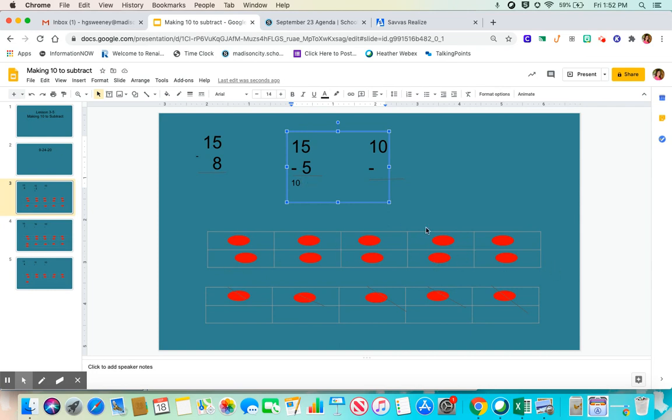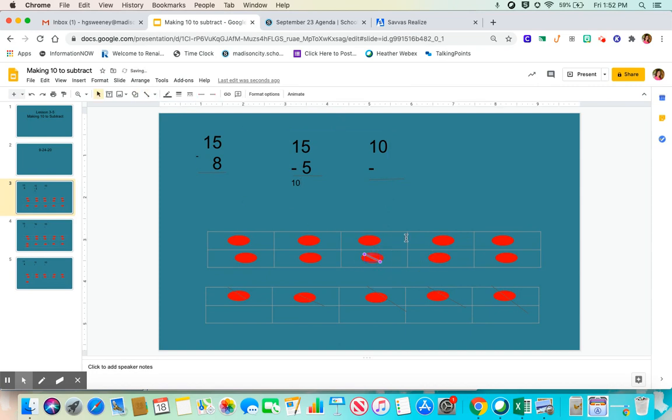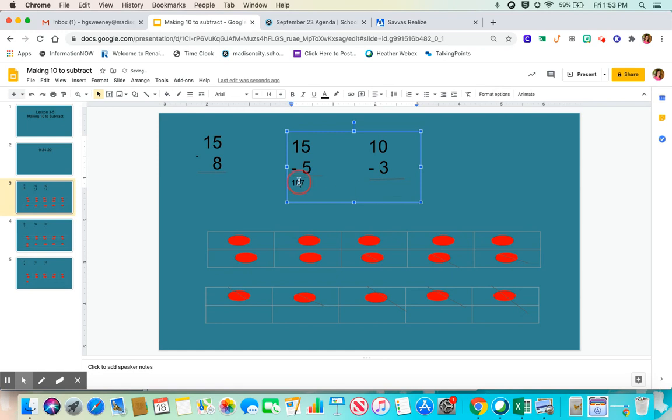Now that we have 10 counters left, in my head, I still have to have a total of 8 taken away. So I've taken 5 away. I need to take 3 more away to make a total of 8 taken. So 1, 2, 3. So now I've taken away 3 from that 10. So I'm going to put that here because now I had 10 and I took 3 away. So that leaves me with an answer of 7. Oops. Push it over here.